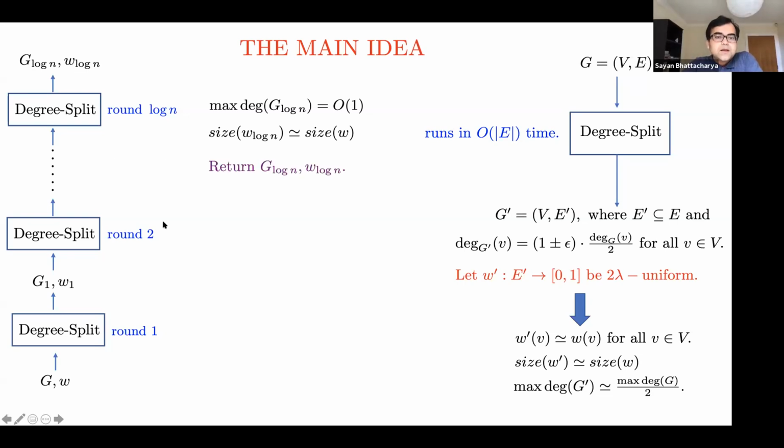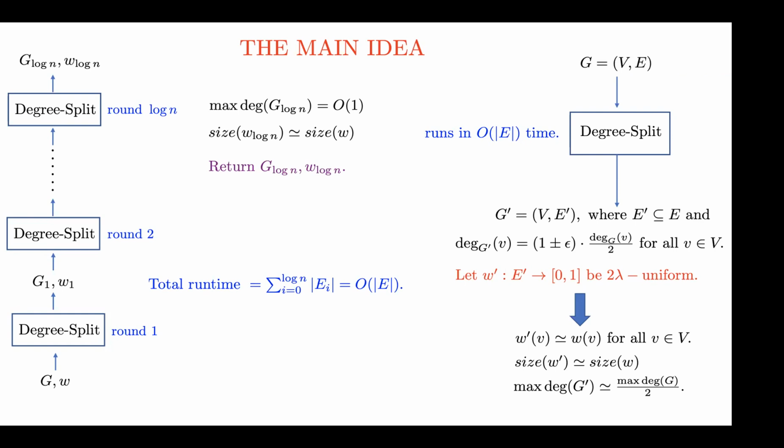Okay, so we can return G log n and W log n. And what is the total runtime? Basically, each round of degree split runs in linear time in the number of edges in the input graph. And hence, the total runtime will be the sum of the sizes of these E_i's. And the sizes of these E_i's keep getting halved. Why? Because the degrees keep getting halved. So this forms a geometric series, and hence the total runtime remains order of E. So this is linear total running time.